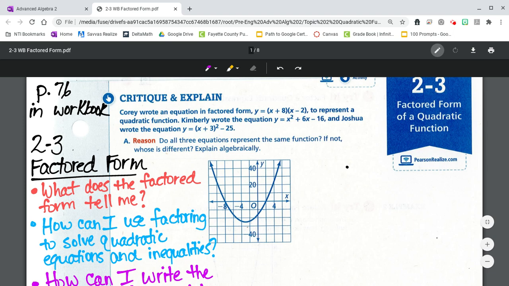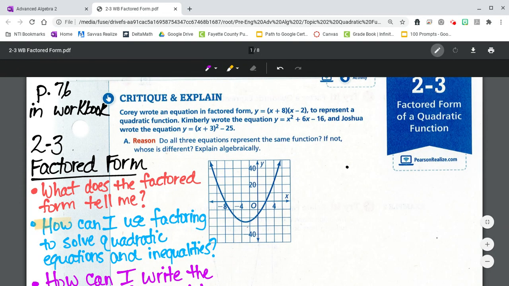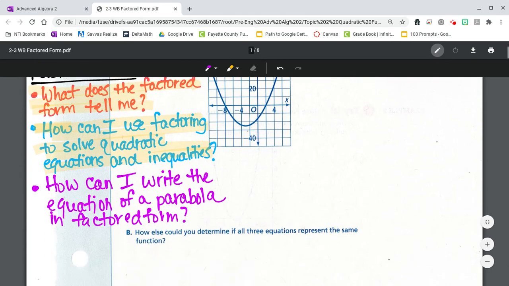Today we're going to be talking about 2-3, the factored form of a quadratic function. And so what are we going to be doing today? Well, first, now I've written these in different order, but we're going to look at how I can use factoring to solve a quadratic equation and inequalities. So how can I use the skills that I got last class to solve equations and then inequalities? Then we'll look at what the factored form tells me about the graph of a parabola. And then finally, how can I write the equation of a parabola that's written in factored form?